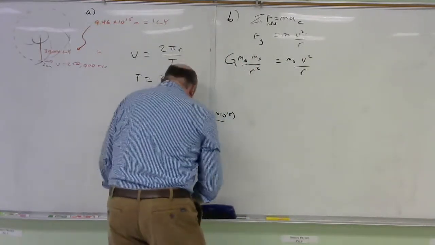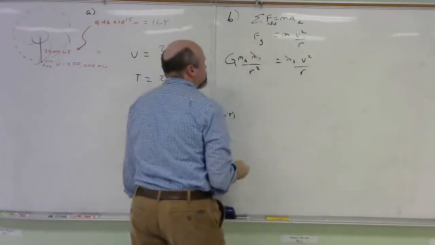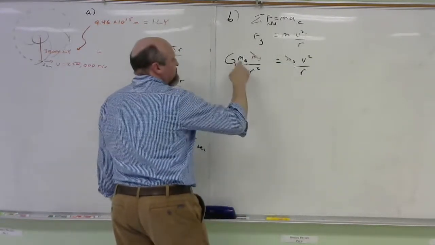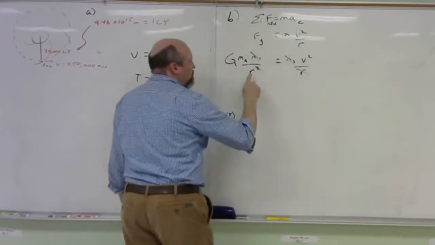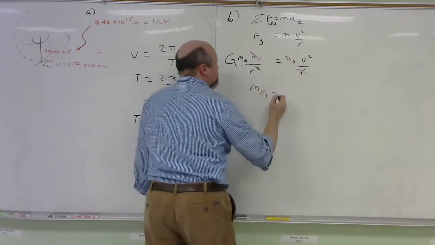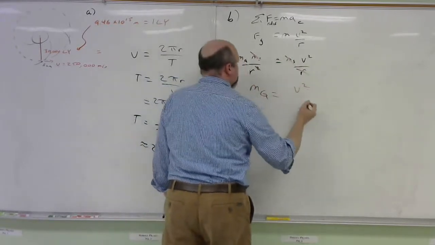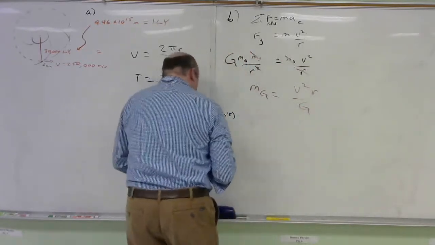Okay. You'll notice right away that the massive thing going around the circle drops out. Bang, bang. That's awesome. We're trying to find the mass of the galactic center. So I'm going to move that r. I can cancel one of these r's right now. Move this r over there. So I'm going to get that the mass of the galactic center is going to be v squared times r divided by big G, right? So I can put my values in.